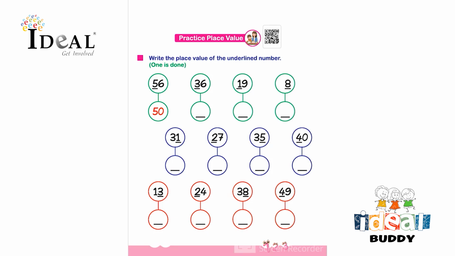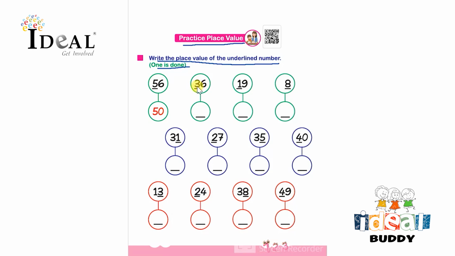Hello everyone. In this worksheet, the topic is practice place value. Write the place value of the underlined number. 1 is done. So over here in 56, the digit 5 is underlined and the place value of 5 is 50 as 5 is at the tens place.